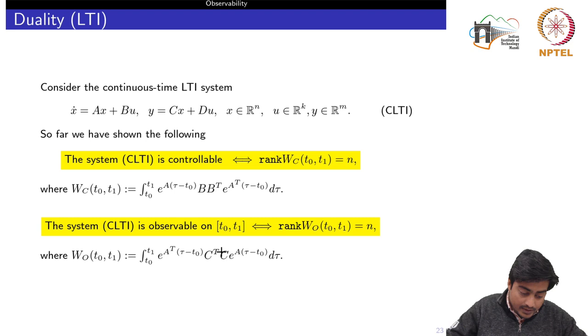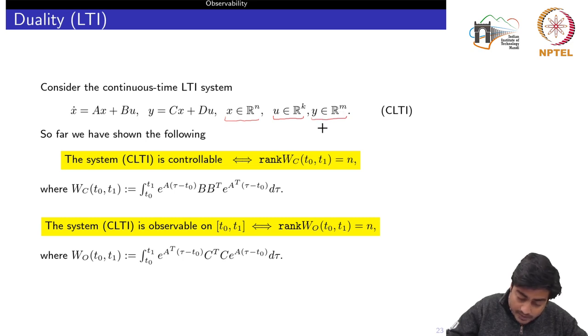Now the next concept in observability is duality. Duality is a very important concept by which we will see a relationship between the results we have derived during the controllability part and the test for observability for the LTI system. So let's first recall the controllable systems, specifically for the LTI case. Given these A, B, C, D matrices, note that here x is n dimensional, u is k dimensional, and y is m dimensional.